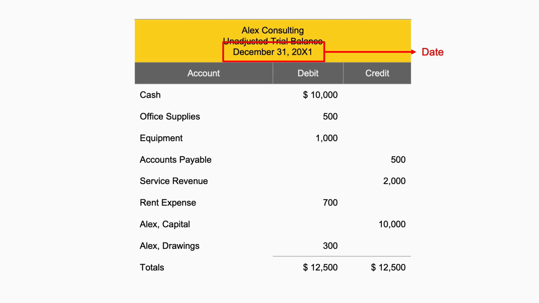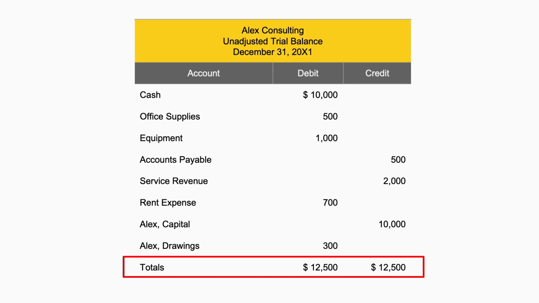Now let's look at the table. The first column contains the account titles, the second column contains debit balances, and the last one contains credit balances. Finally, we total both columns. In this example, total debits equal 12,500 and total credits also equal 12,500. Since both sides are equal, the trial balance is balanced. But remember, balance doesn't always mean error-free.